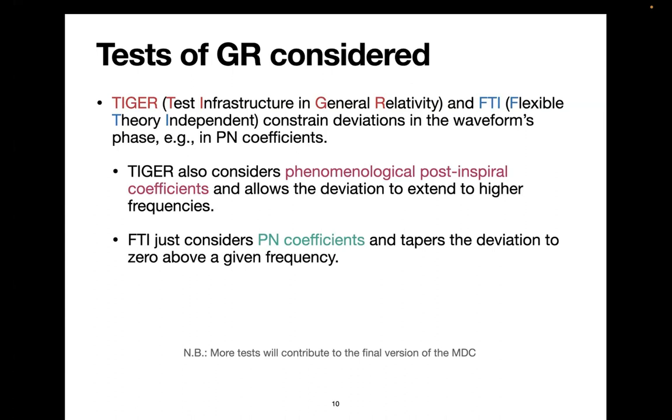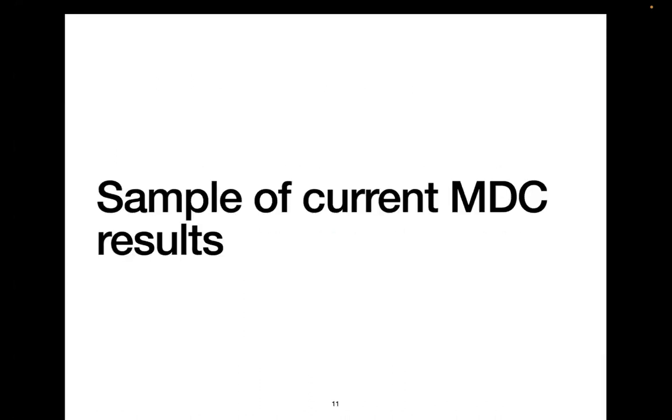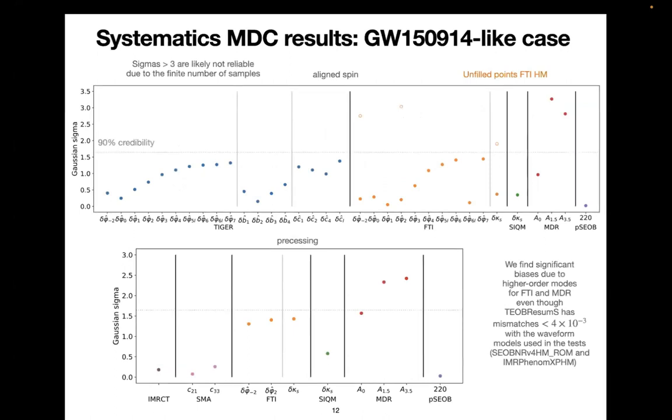And of course, there are way more tests in the final version of MDC, but this is the one we'll be showing you in the next few slides. So we get on to a sample of the MDC results, it's really just 59, 14, like once at the moment. So here, onto the systematics MDC results. So this is 59, 14, like a line spin at the top, and precessing at the bottom.